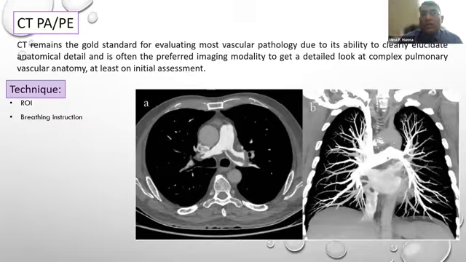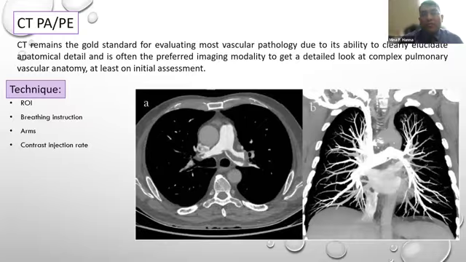So either neutral or expiration, in some cases where there is high dynamic circulation, like young people or pregnant ladies who want to exclude PE, we ask them to expire and hold their breath after exhaling the air. Arms, as you know, should be above the head, okay? Because with the arms beside the patient, the bones of the arm will make an artifact and decrease the diagnostic value of the study.